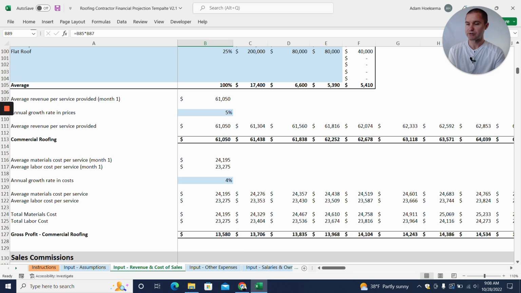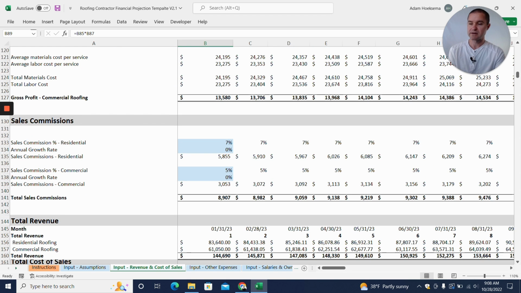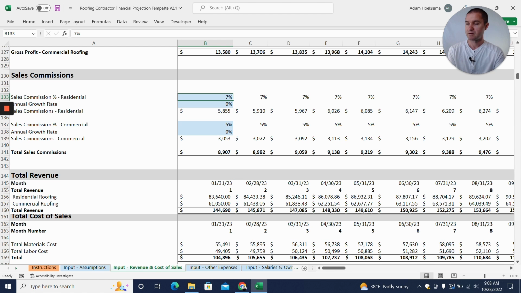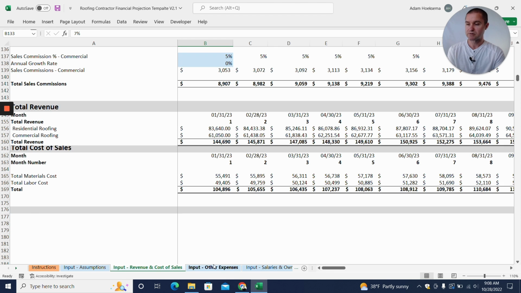Same thing, you can increase your prices and your cost of goods sold on an annual basis. We also have the ability for you to put in your sales commission. So you might have a sales commission percentage for your team, and it might be different for residential jobs than commercial jobs. So we give you the ability, for example, here to give a 7% commission for residential sales and a 5% commission on commercial. And that will allow you to calculate your total revenue and total cost of goods sold.